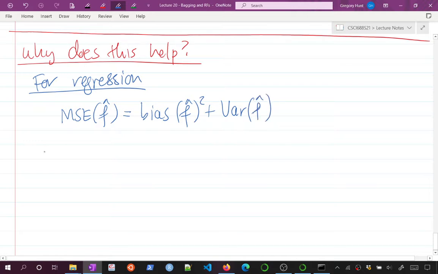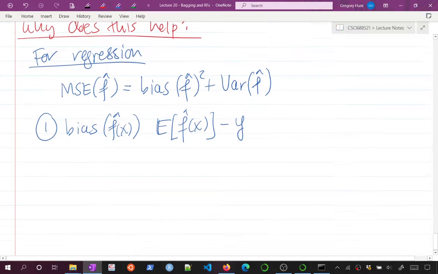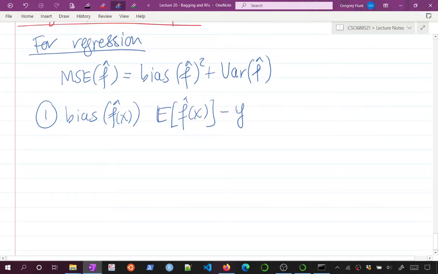And so let's look at each of these constituents. One, the bias of f hat at some value x is the expected value of f hat of x minus the true value. So what's the truth? And what, in expectation, is this thing going to predict?